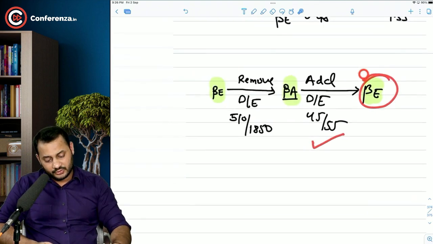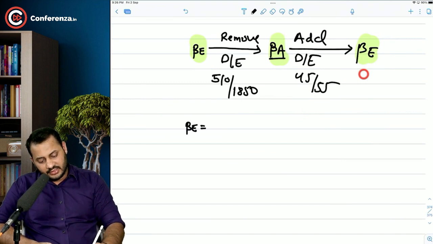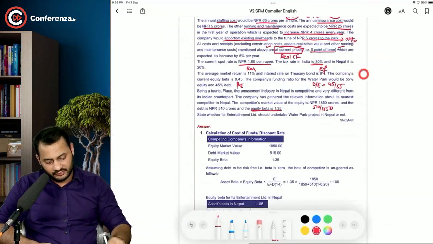You got that? So let's start with the concept. Equity beta is equal to asset beta in bracket 1 plus debt equity ratio into 1 minus tax. You start putting the values in here. Have a look.